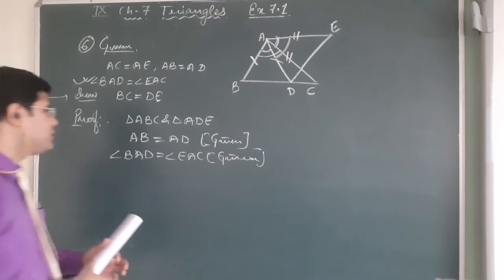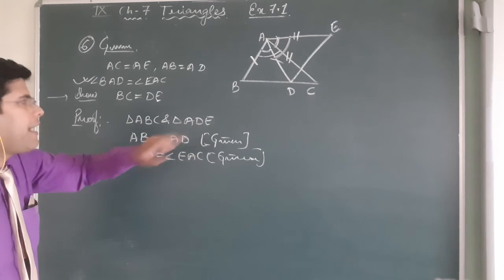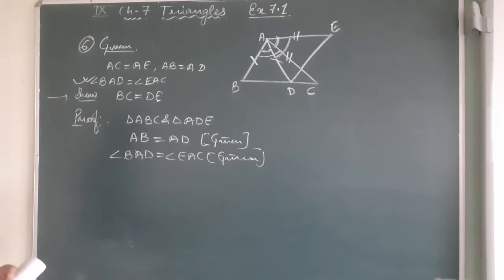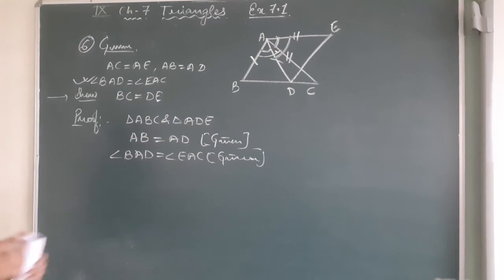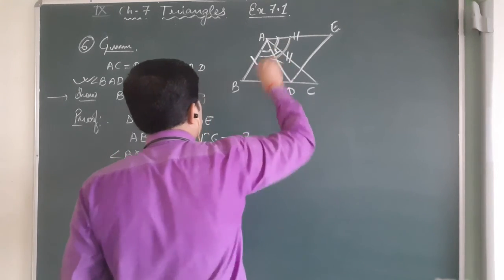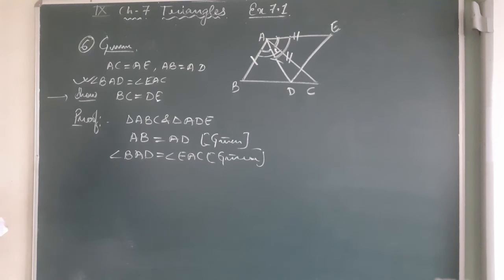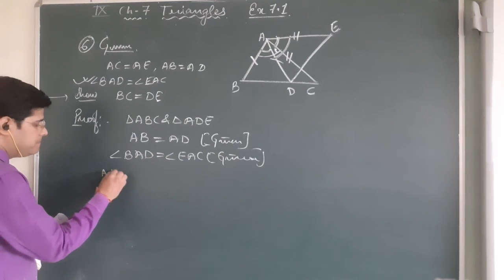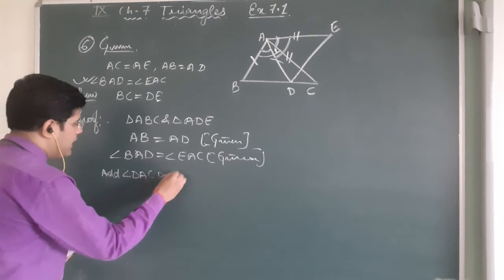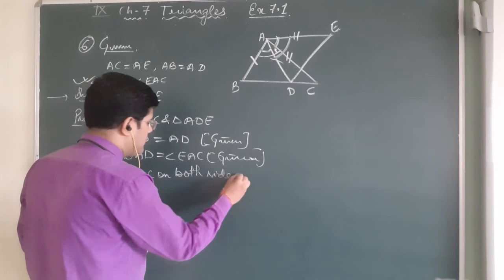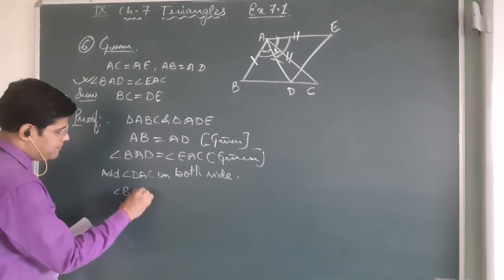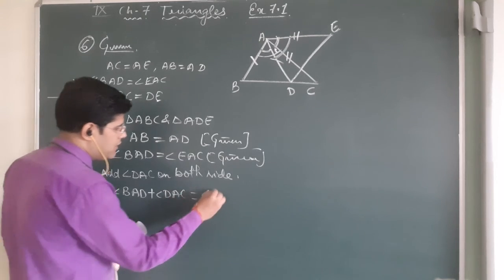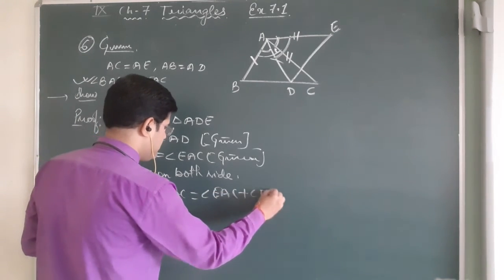But this part will not work, because here angle BAC and angle DAE will be there, not BAD and EAC. So the angle we require, BAC, we will get after adding angle DAC to the portion BAD. Similarly, if you want DAE, you have to add this part DAC to EAC. So we are going to add angle DAC on both sides: angle BAD plus angle DAC equal to angle EAC plus angle DAC.